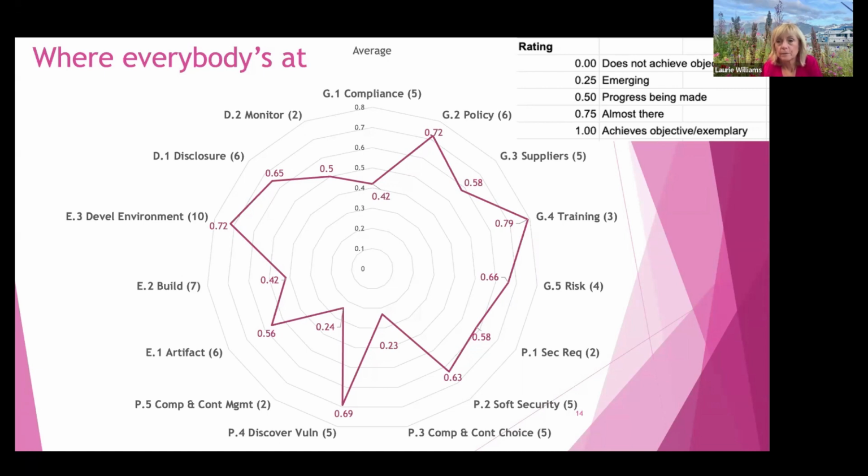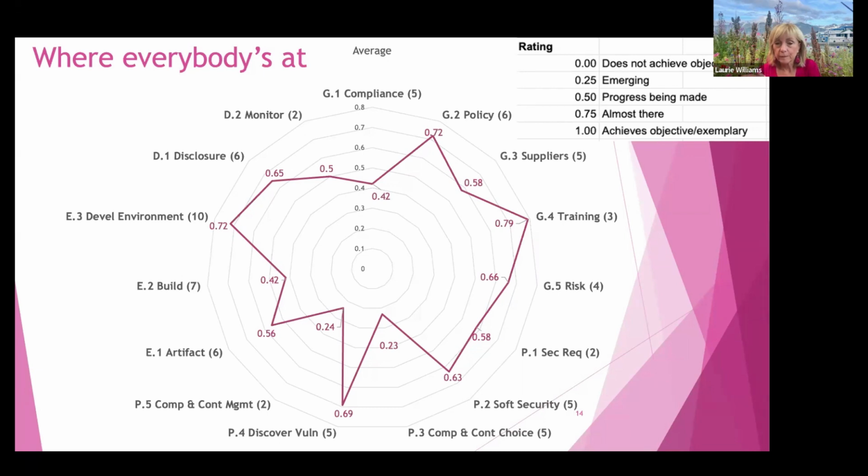And similar to your own polar charts, you can see, when it's outside, that means that they're more mature, inside, less mature. And so some of the more mature, like securing the development environment. So IT is doing a good job at securing the development environment.